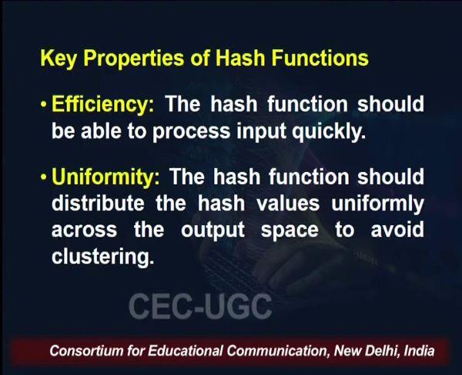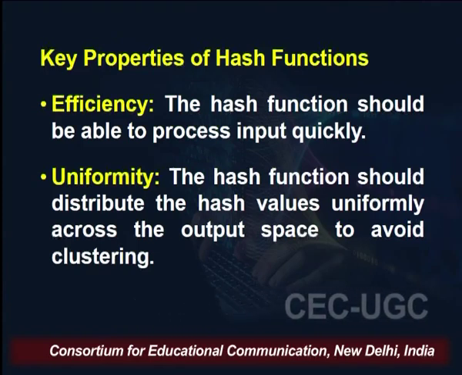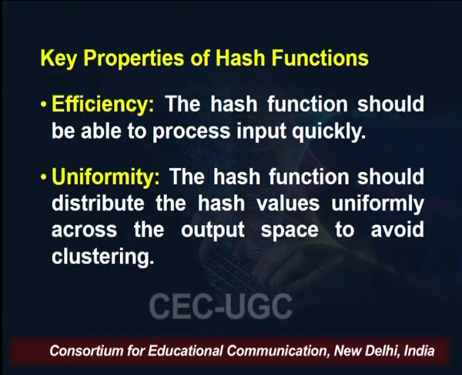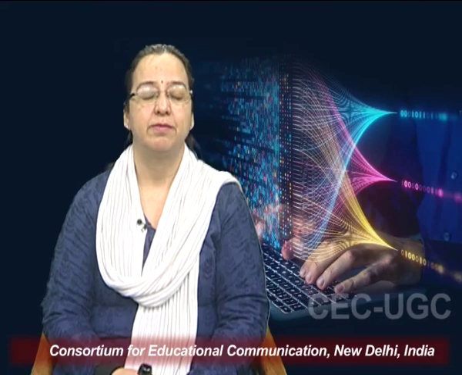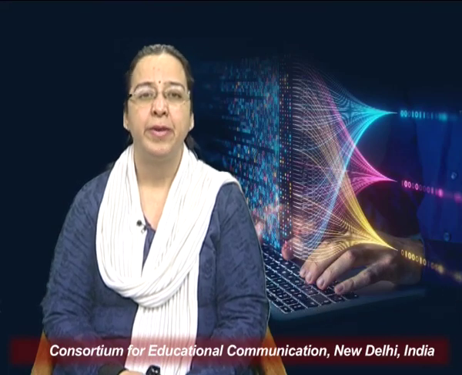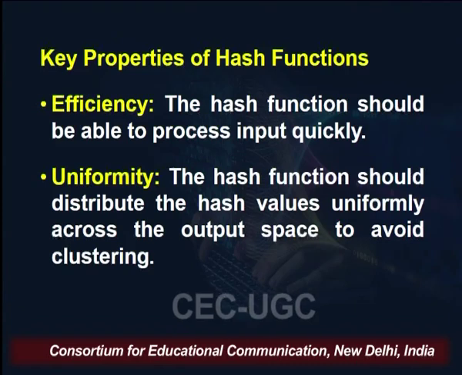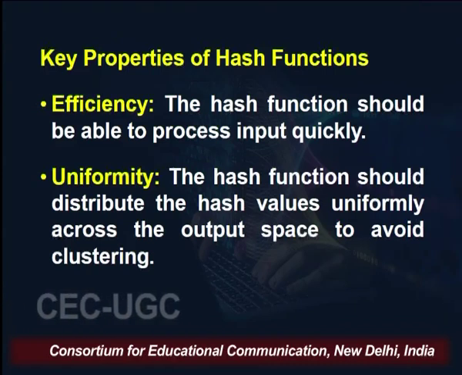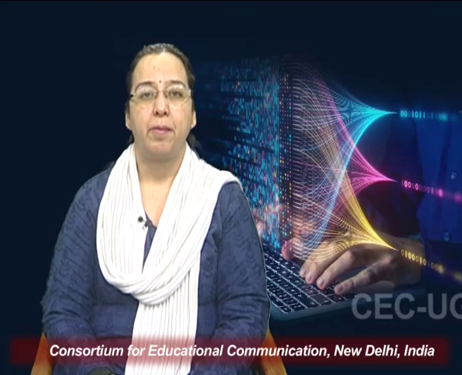Then your hash function should be efficient, that means it should be able to process the input quickly, and that is the bottom line feature when we talk about hashing being adopted as one of the fastest methods of searching, insertion and deletion. Then the hash function should be uniform, that means it should distribute the hash values uniformly across the output space to avoid clustering. Again, this uniformity is a desirable property.